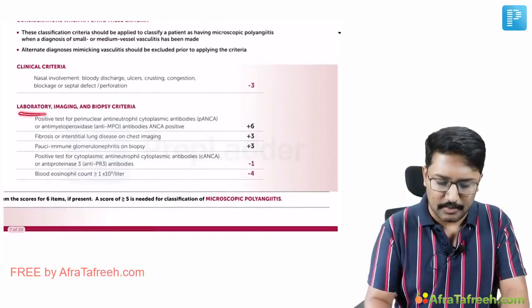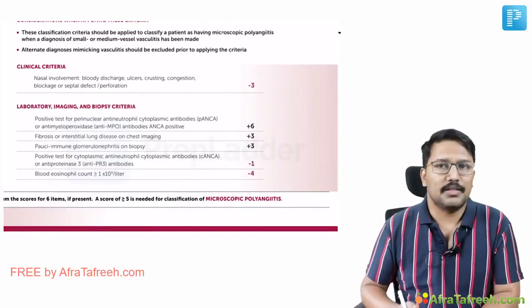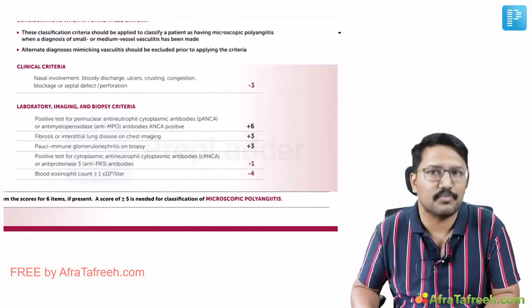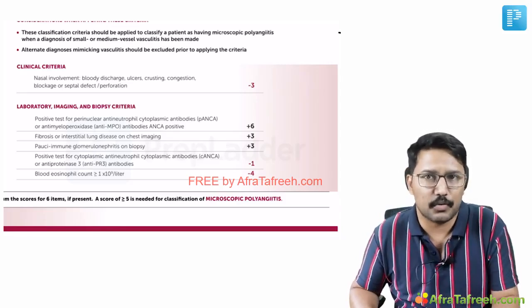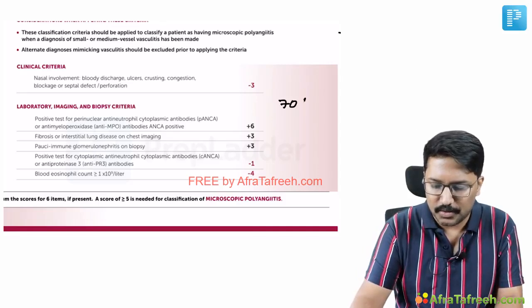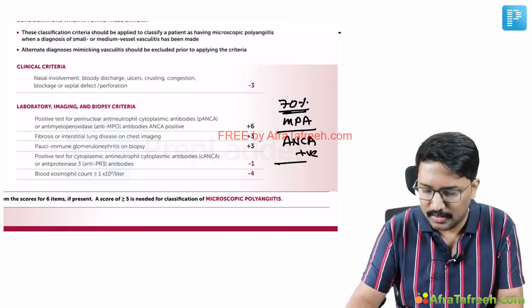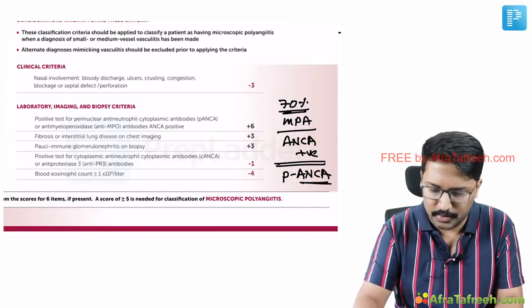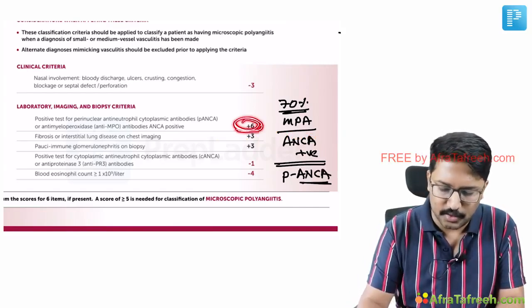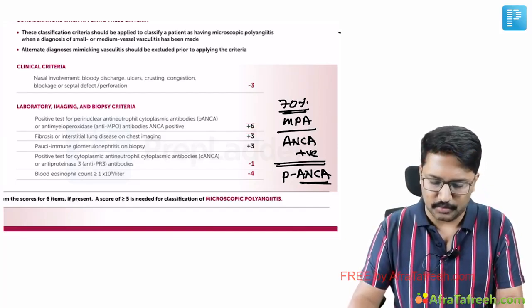Okay. Now coming to lab, imaging and biopsy criteria. Now, as I've already told you, majority of the patients with ANCA-associated vasculitic conditions, apart from GPA, like EGPA and MPA, are usually not C-ANCA positive. 70% of the patients with MPA are ANCA positive, and the predominant ANCA in these patients is P-ANCA, right? So if there is a P-ANCA positivity, we are giving some solid positive points here.